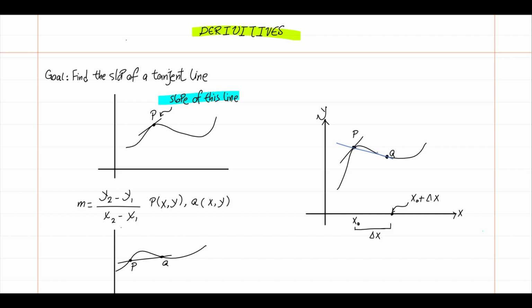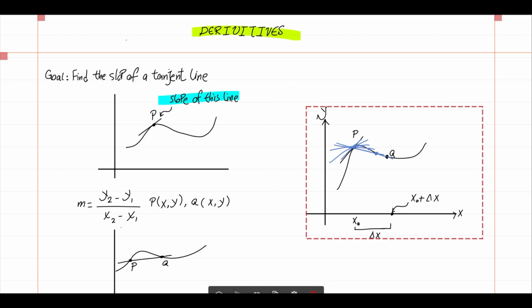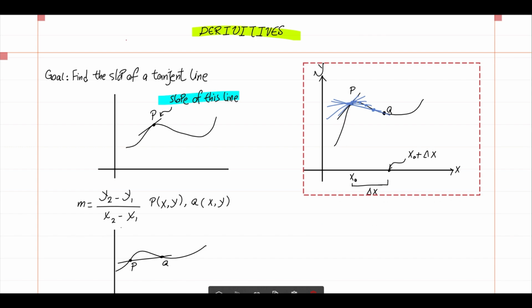And as we make the distance between the point P and the point Q smaller, our approximation becomes much better. And if we make the distance between the point P and the point Q go to 0, our approximation will be an approximation no longer. It will be a precise value of the slope of the tangent line.